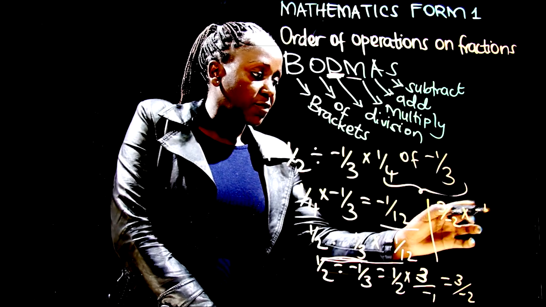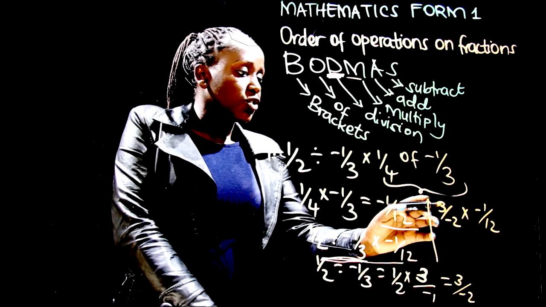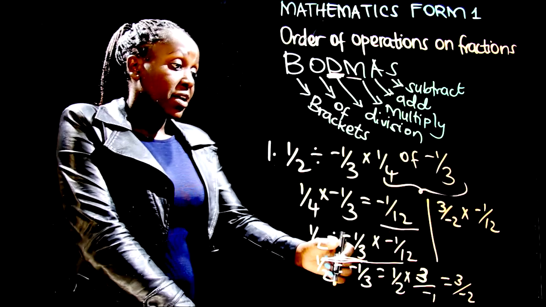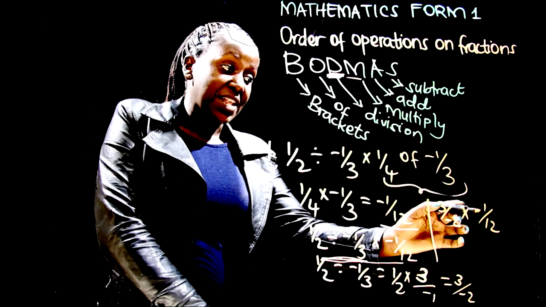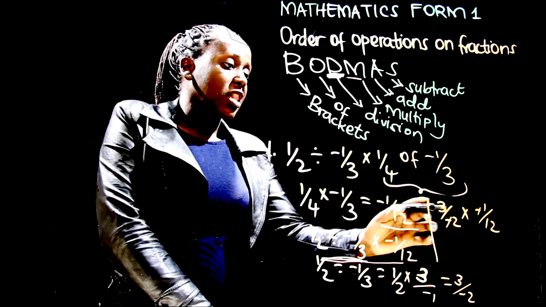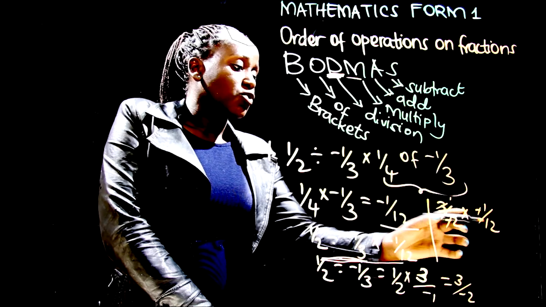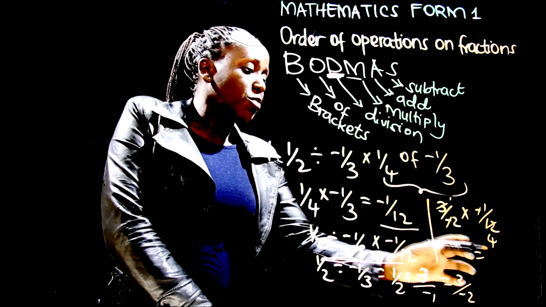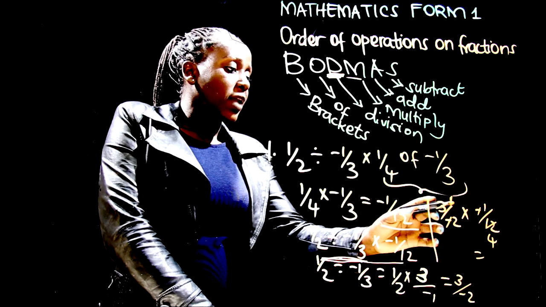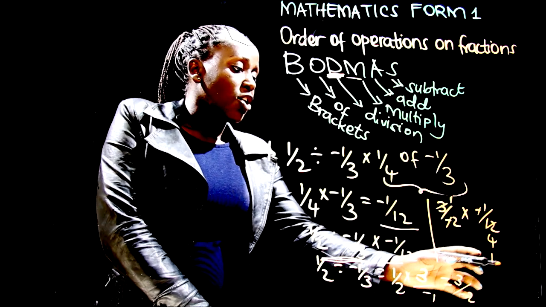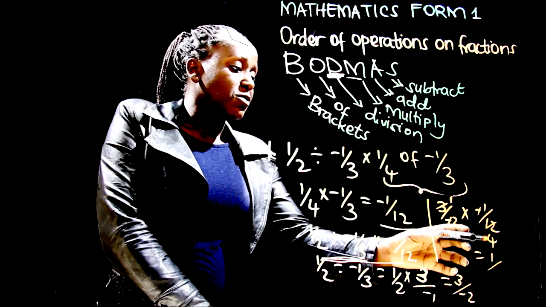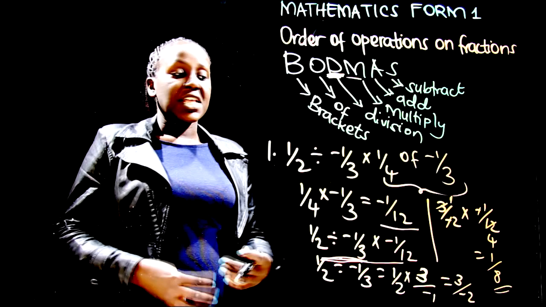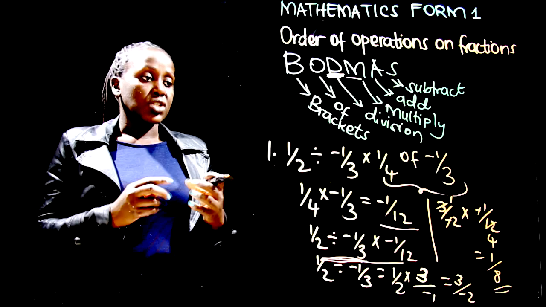So now we have 3/2 times -1/12. Is there anything that we can cancel out here? Yes, we can cancel out the negatives to begin with. Then 3 can cancel out with 12. So 12 divided by 3 is 4. When you multiply this, you have 1 times 1, which is 1, over 2 times 4, which is 8. And that is how we solve a question that has different operations in it.